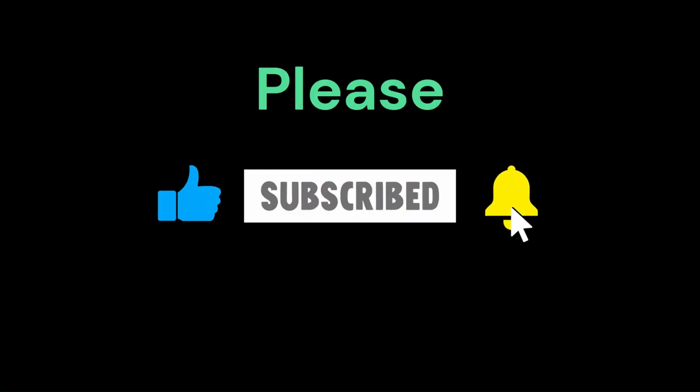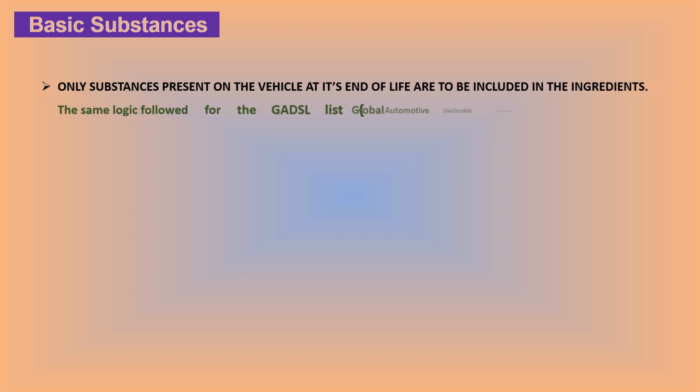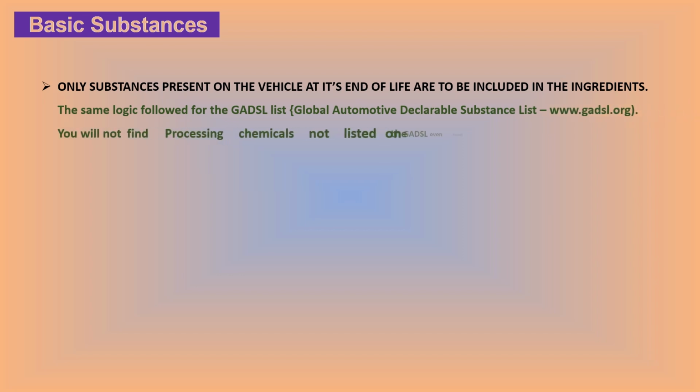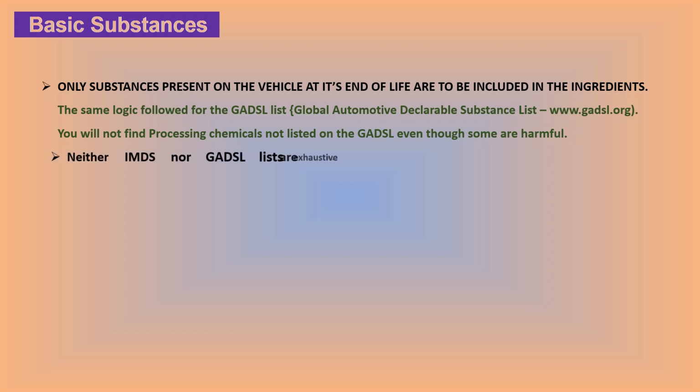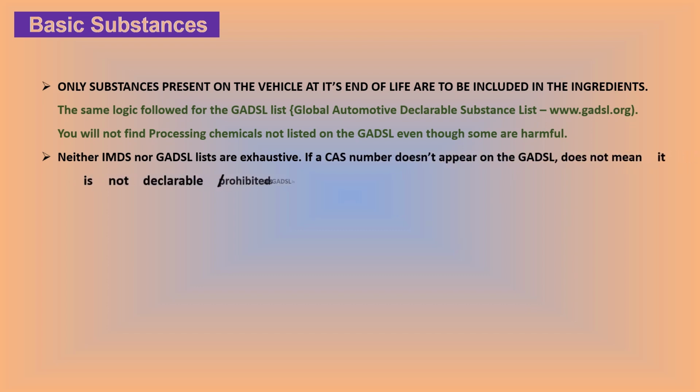Only substances present on the vehicle at its end of life are to be included in the ingredients. The same logic is followed for the GADSL, the Global Automotive Declarable Substance List. Processing chemicals are not listed on the GADSL even though some are harmful. Neither the IMDS nor GADSL lists are exhaustive. If a CAS number doesn't appear on the GADSL, it does not mean it is not declarable or prohibited, as the GADSL is just the category or reference list.